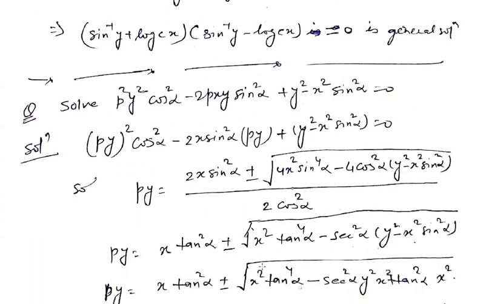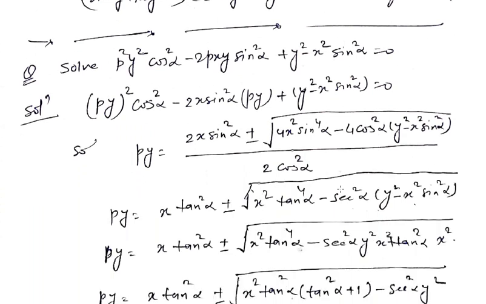Now we will solve one more problem, which is p square y square cos square alpha minus 2pxy sin square alpha plus y square minus x square sin square alpha. Here we are to take p and y together, so it becomes (py) whole square cos square alpha minus 2x sin square alpha py plus y square minus x square sin square alpha. From here we can find the value of py.